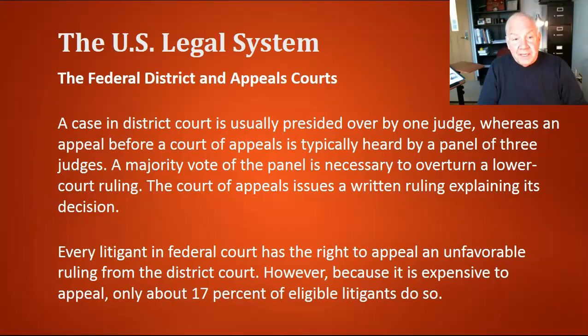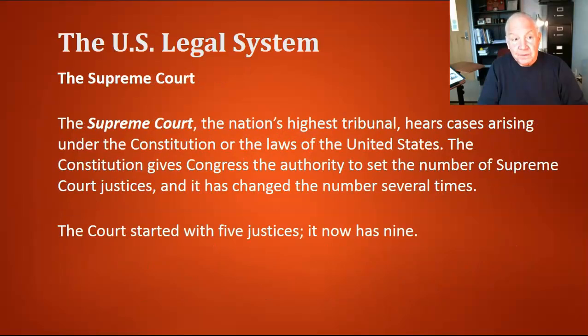A case in district court is usually presided over by one judge, whereas appeals before a court of appeals are typically heard by a panel of 3 judges. A majority vote of the panel is necessary to overturn a lower court ruling. The Court of Appeals issues a written ruling explaining its decision. Every litigant in federal court has the right to appeal an unfavorable ruling from the district court. However, because it is so expensive to appeal, only about 17% of the eligible litigants do so.